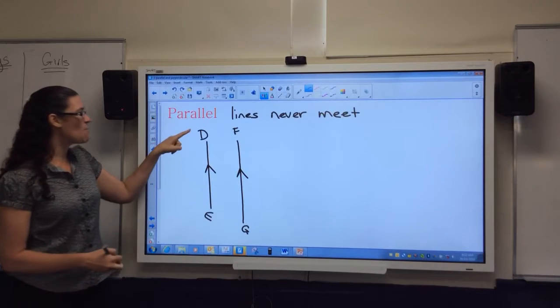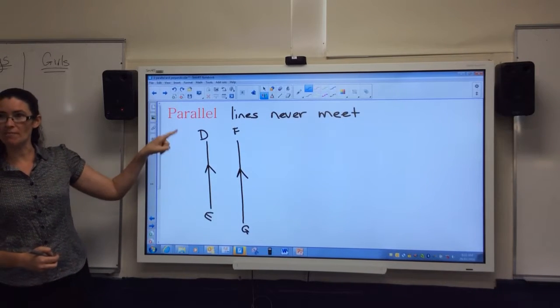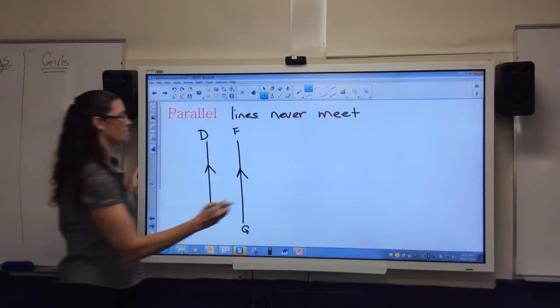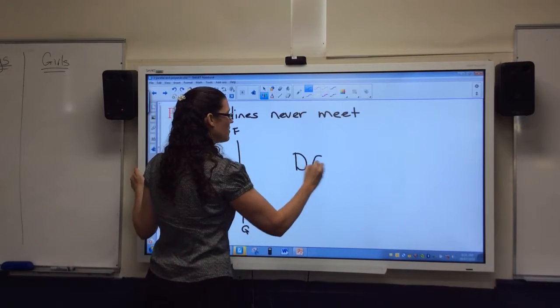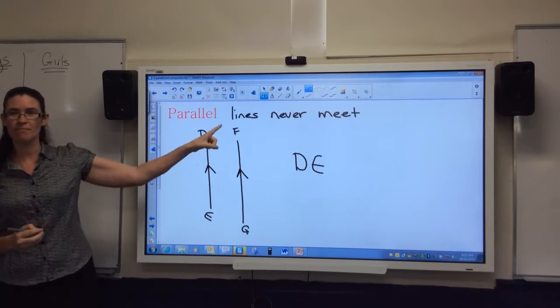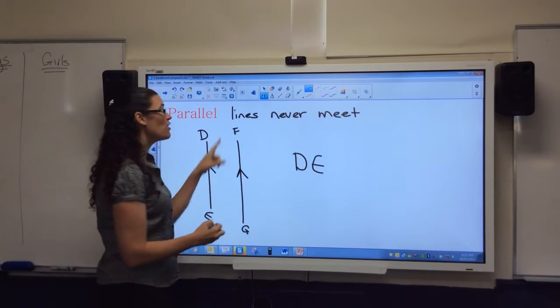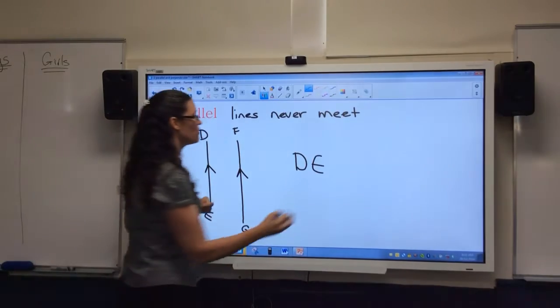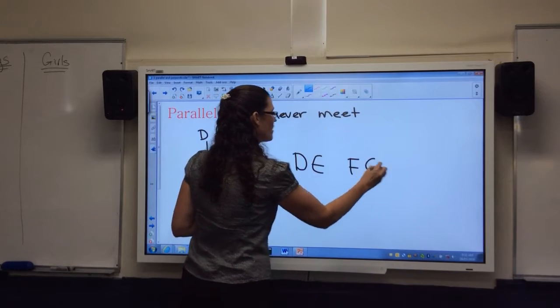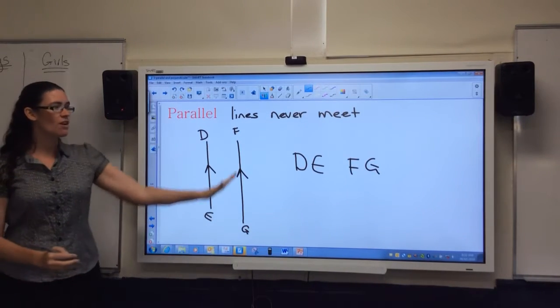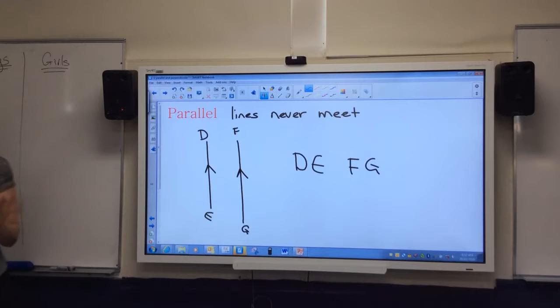So these lines, remember what's this one's name? What's the name of this line? DE. DE is his name. Very creative. What's this guy's name? FG. Yep. And note, I have to use capital letters for the name. So I've got line DE and I've got line FG. They are parallel to each other.